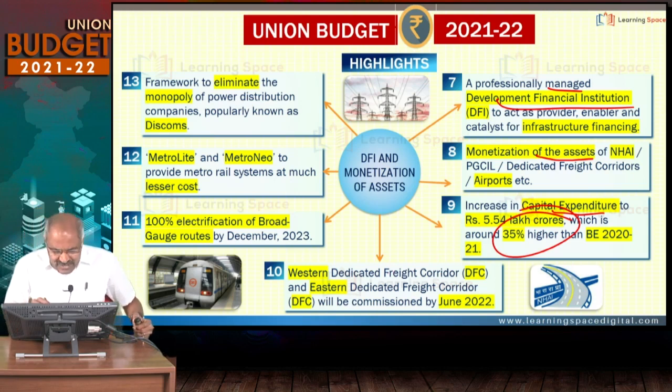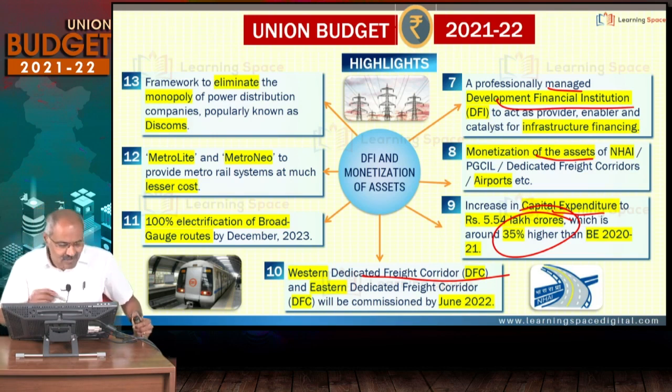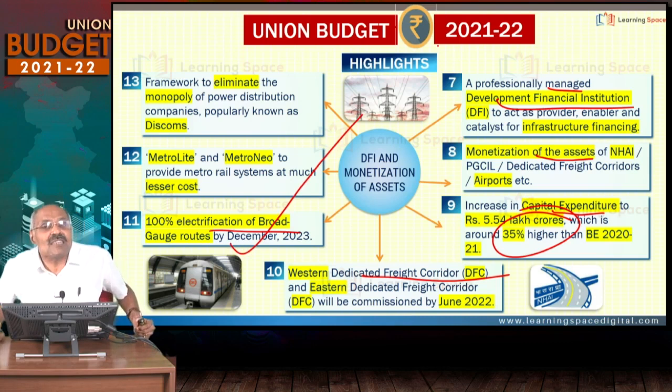Then dedicated freight corridor, all of you are familiar. Western dedicated freight corridor, Eastern dedicated freight corridor, they are going to be completed by June 2022. That means in 2022, these are going to be completed. And another important aspect is the expressway, which is being built prestigiously between Delhi and Mumbai. That is going to be commissioned by 2023. Please don't forget. 100% electrification of broad gauge lines by December 2023.